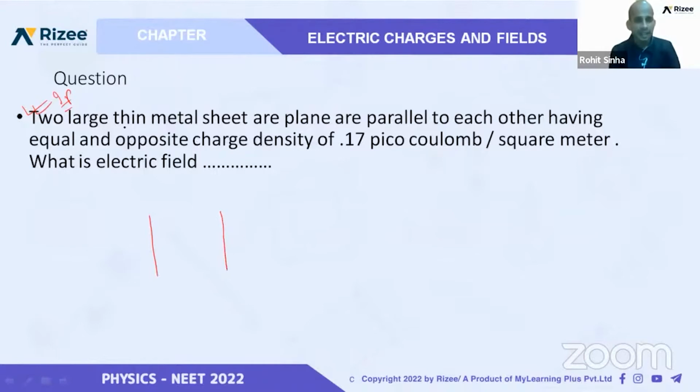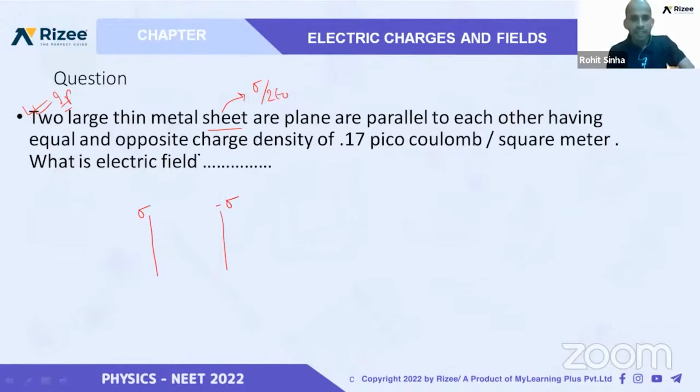It is telling that it has two metal sheets parallel to each other, like this. Remember, sheet: whenever you see a sheet, you remember electric field is equal to sigma by 2 epsilon naught. Now they are parallel to each other, having equal and opposite charges. That means if one has charge density sigma, the other will have charge density minus sigma.